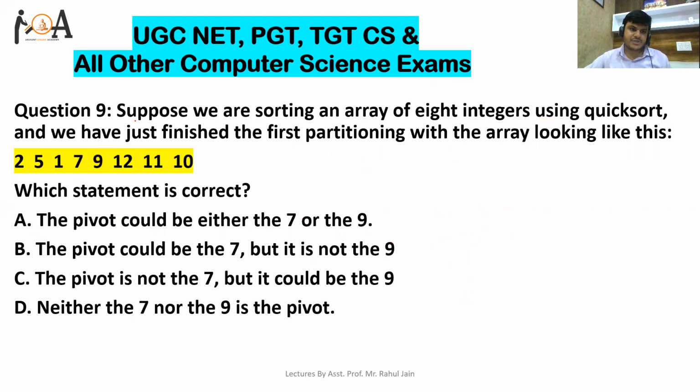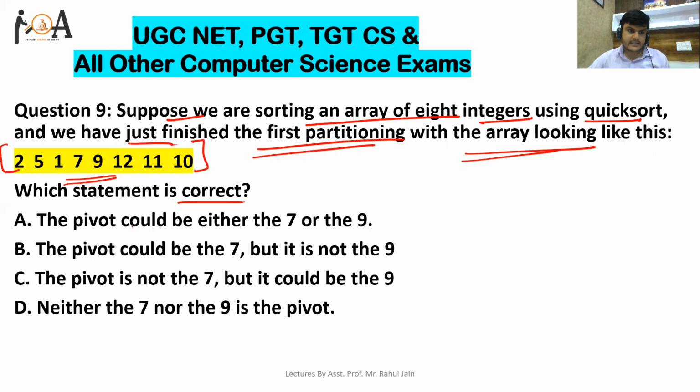Next question here is question number 9. Suppose we are sorting an array of 8 integers using quick sort, and we have just finished the first partitioning with the array looking like this. So this is the array which is looking like after the first partition. So which statement is correct?